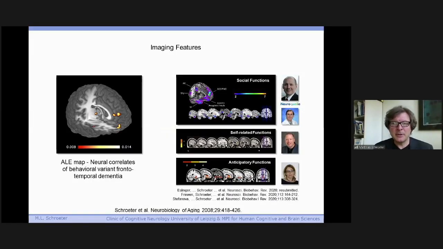If we go to other meta-analyses involving healthy subjects, as shown in the right panels, we can see that there is an overlap. Specifically in the frontomedian cortex, we see an overlap with the neural correlates for social functions, self-related functions, and anticipatory functions, as investigated in functional imaging studies in healthy controls.